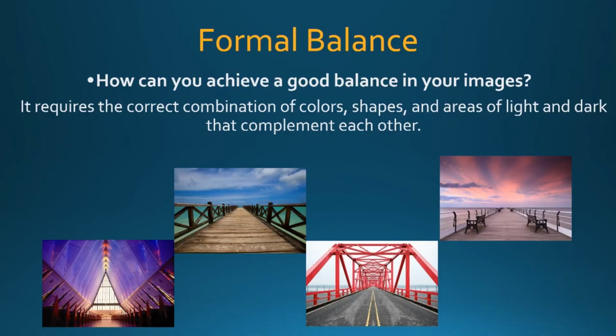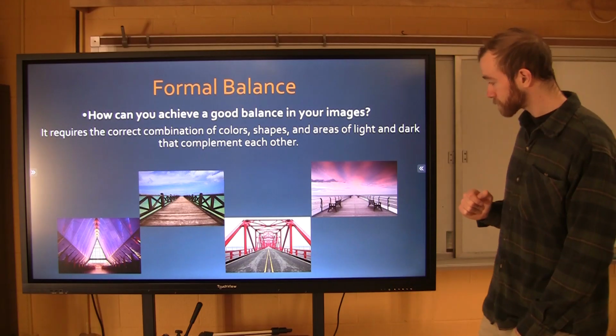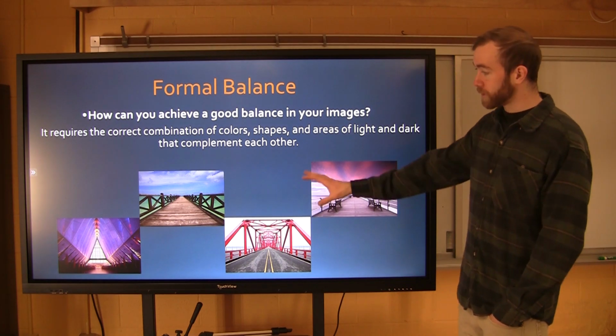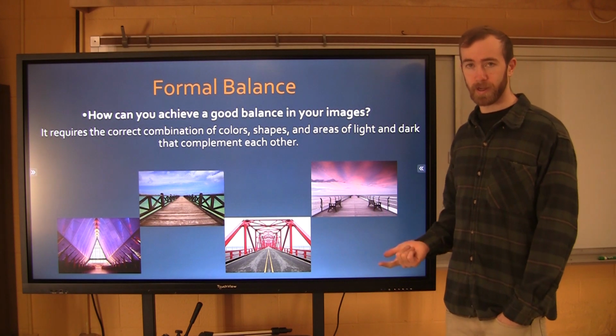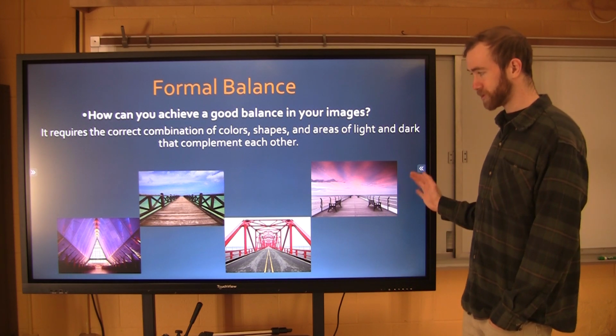So how can you achieve a good balance in your images? You need the correct combination of colors, shapes, and areas of light and dark that complement each other. So all of these photos all look very similar, but they're all of different subjects with different lighting, different color. They're all just set up the same way, though.